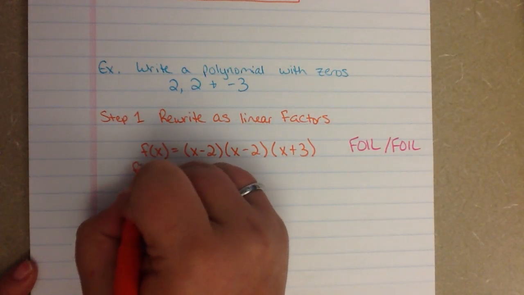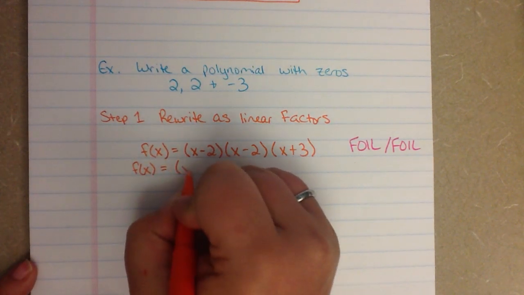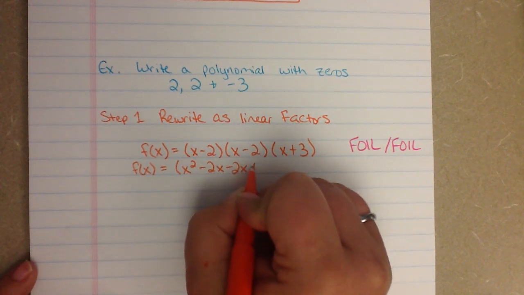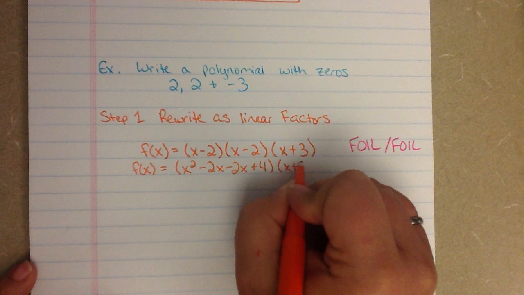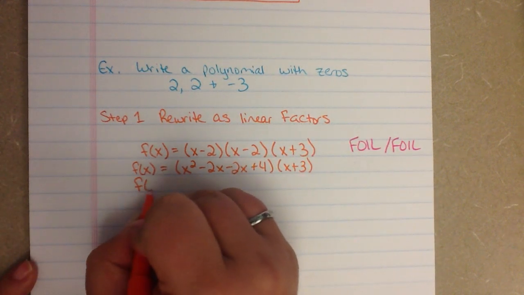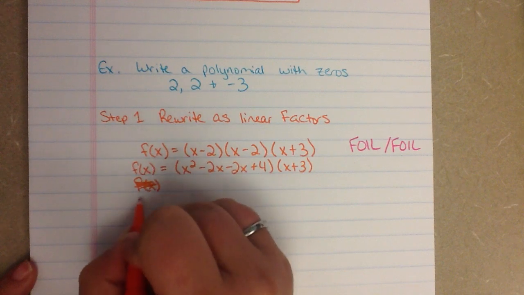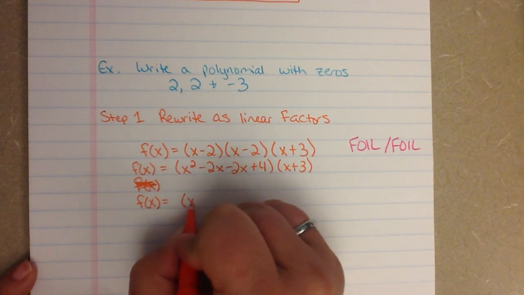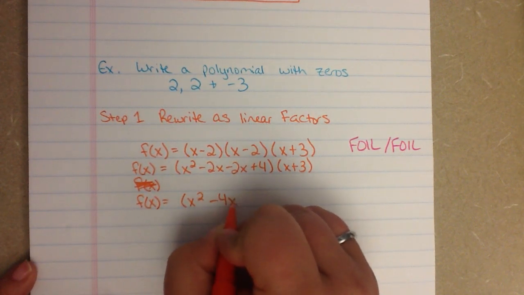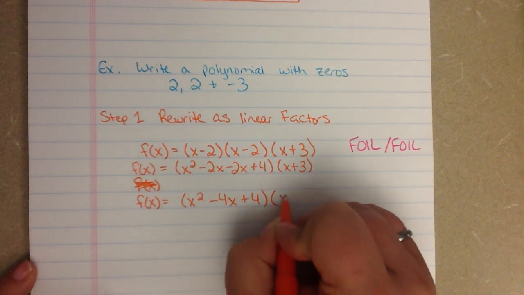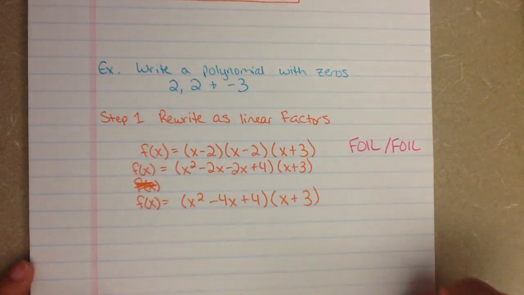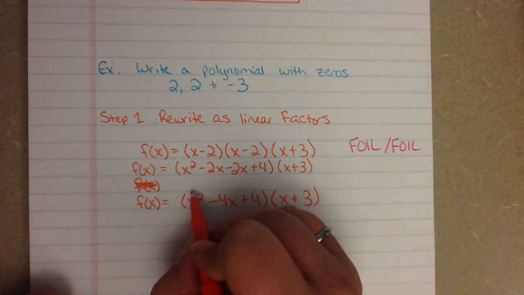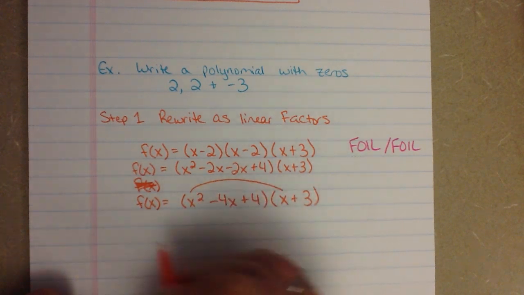So when I FOIL these first two, I've got x squared minus 2x plus 4 times x plus 3. Just bring that guy down. Actually, I want to skip a line. Okay, so now I have x squared, combine those, minus 4x plus 4 times x plus 3. Now you FOIL again. So I'm going to do this in different colors so you can see. Take the x squared times that.